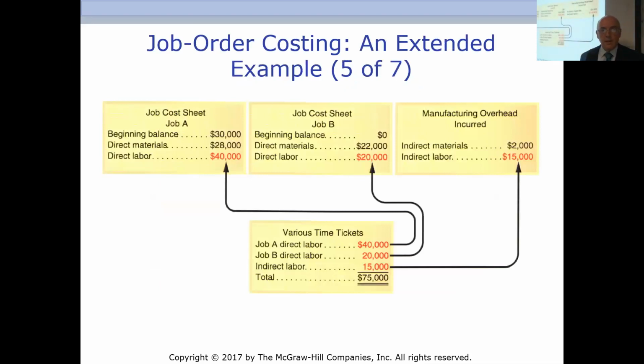Here we have something that almost looks like T accounts. You can see the cost flow anyway. So notice how this is structured. On the left side, you have job A. You have a beginning balance. They told us there was 30,000 in there. Direct materials are 28. The direct labor, which comes from here, job A, 40,000. Job B, they didn't have a beginning balance. Direct materials are 22,000. Direct labor for job B was 20,000. And here, manufacturing overhead incurred. You had indirect materials of 2, indirect labor of 15. Total here 75, which is allocated like that.